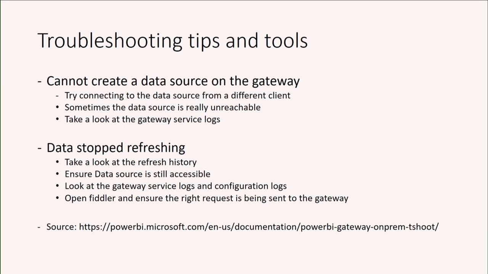The other point is if the data stopped refreshing. We provide a refresh history in the scheduled refresh pane, so you can take a look at that and see what happened. It might be that your gateway is unreachable, or your data source happens to be not accessible at that point. And finally, open Fiddler and ensure that the call is going all the way through the gateway. Sometimes there might be issues all along the way. We're working really hard to make it as easy as possible for customers using the gateway and other tools to isolate and understand the issue, but meanwhile, you can use Fiddler to ensure that the request is going all the way through the gateway.